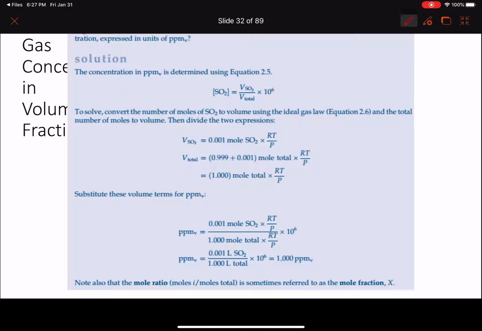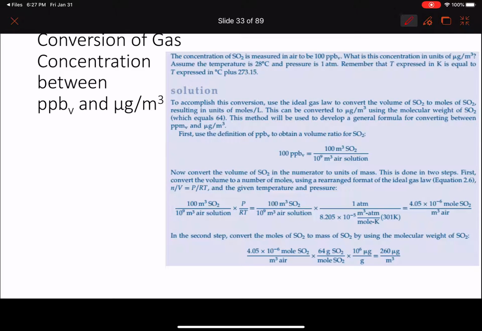This one we did mention in class, but this is also one of the questions that you don't have to just do using what the book is doing. So here, the concentration of SO2 is measured in air to be 100 part per billion. What is this concentration in the unit of microgram per meter cube? So you want to convert this to microgram per meter cube. Of course, the temperature is 28, and you have to add 273 to it. Pressure is 1 atmosphere, and temperature should be in Kelvin. Remember, it is ppm, not ppb. Part per billion and part per million are different.